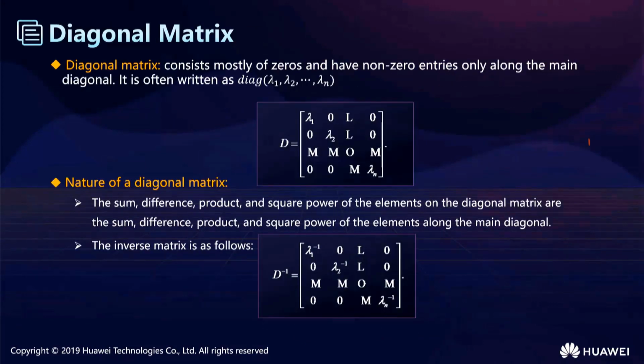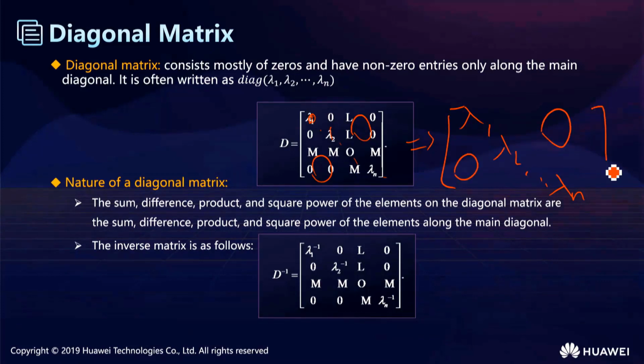Let's see something about the diagonal matrix. The diagonal elements are not necessarily zero. They can have different values, maybe 0 or 1, and the other elements will be 0. We can simply write that the diagonal entries can be different numbers, lambda 1, lambda 2, up to lambda n, and the other entries are 0. That is a diagonal matrix.